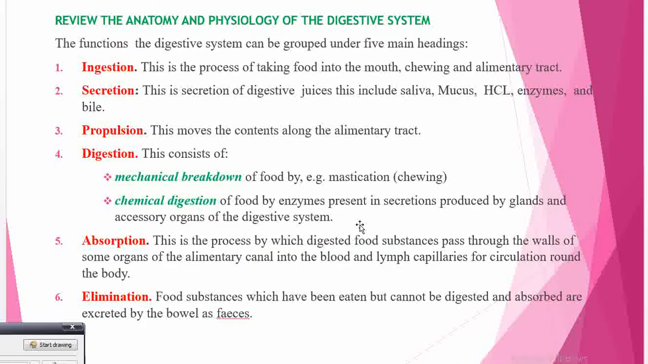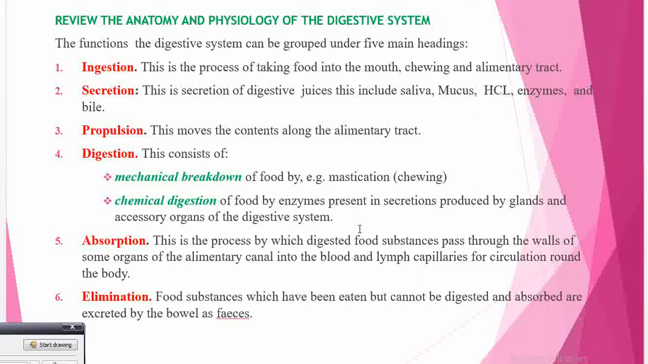So beginning, we are going to review the anatomy and physiology of the digestive system, and we have main headings that you need to know. You need to be in a position to distinguish and differentiate between the following: ingestion, secretion, propulsion, digestion, absorption, and elimination. Beginning with ingestion, this is the process of taking food into the mouth. We all know that one. Then we chew it, and it gets into the alimentary tract.